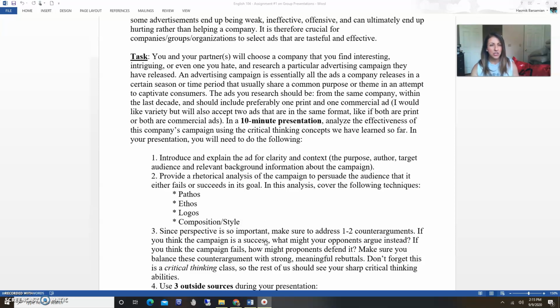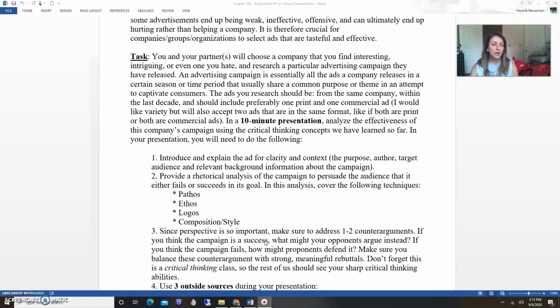So that's what I wanted to show you, that a campaign might be a series of ads that a company releases in a given period. It can't be from different decades, because that's not a campaign. A campaign is going to be seasonal, or it's going to be yearly, depending on how often these companies release their advertisements to mainstream media.